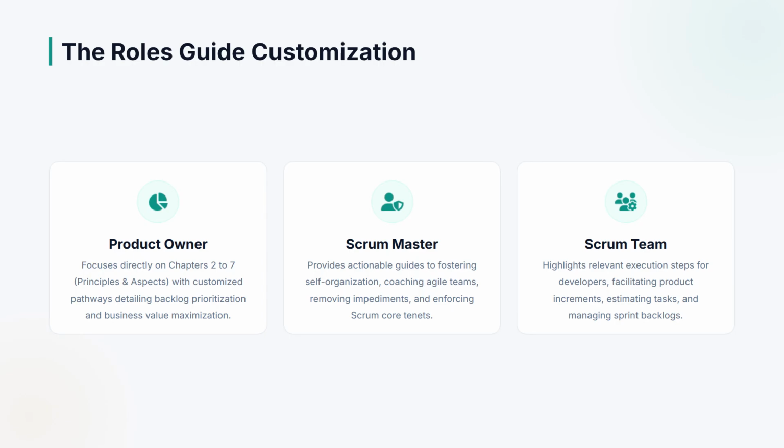Product owners can focus directly on value creation and backlog prioritization. Scrum Masters get quick pathways on how to resolve conflicts and shield the team. Scrum teams get actionable steps on how to execute sprints efficiently. It's like a maps app. It only shows you the route you actually need to follow.